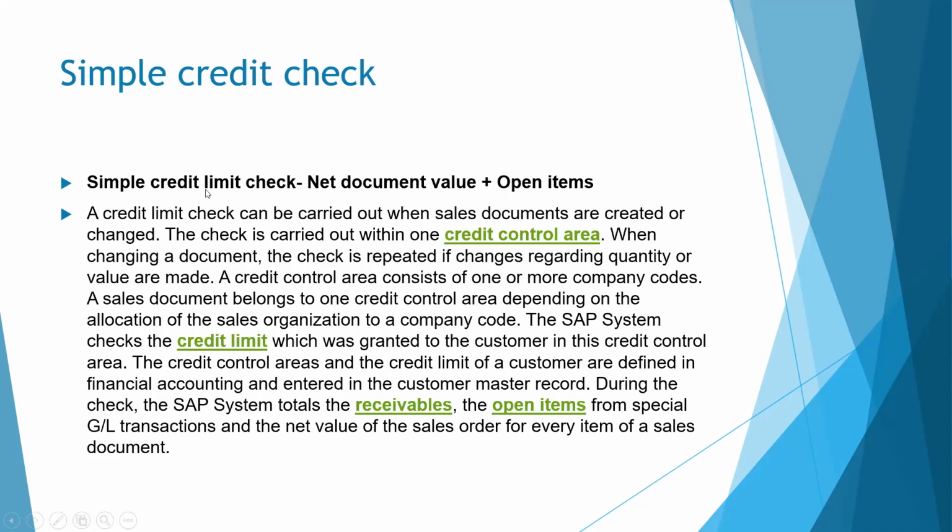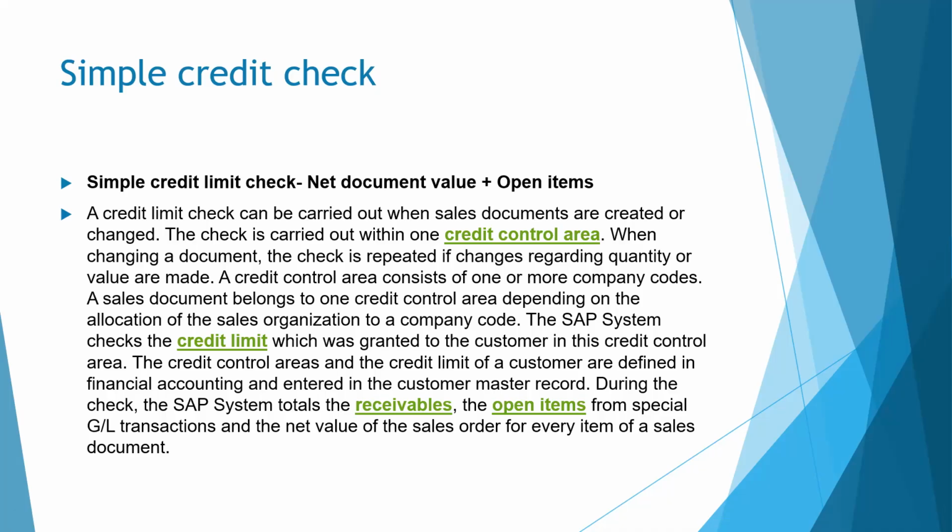First, we will see what simple credit check is. Basically, simple credit check is carried out when sales documents are created or changed. The check is carried out within the credit control area. So any quantity increase or decrease, depending on that, your credit limit is validated. A sales document belongs to a credit control area depending on the allocation of the sales organization to a particular company code.